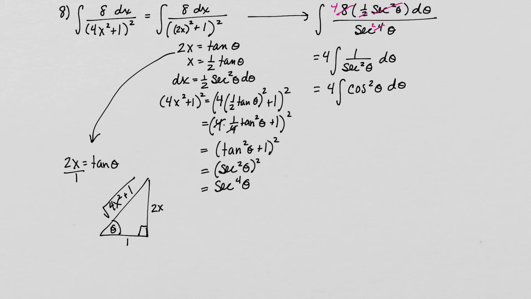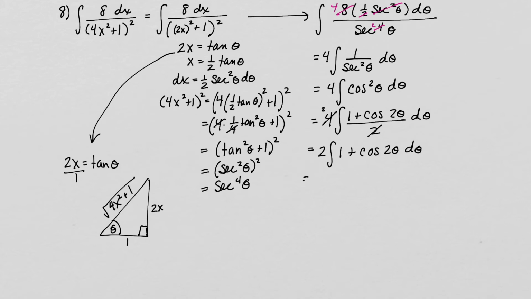And then to integrate cosine squared theta, I have to use the half angle identity. So I have 4 times the integral of 1 plus the cosine of 2 theta over 2 d theta. So I could factor out that 2. This 2 and the 4 cancel. So I'm left with 2 times the integral of 1 plus the cosine of 2 theta d theta. And so if I integrate each of those pieces, the integral of 1 is theta. The integral of cosine of 2 theta is 1/2 sine 2 theta plus c.